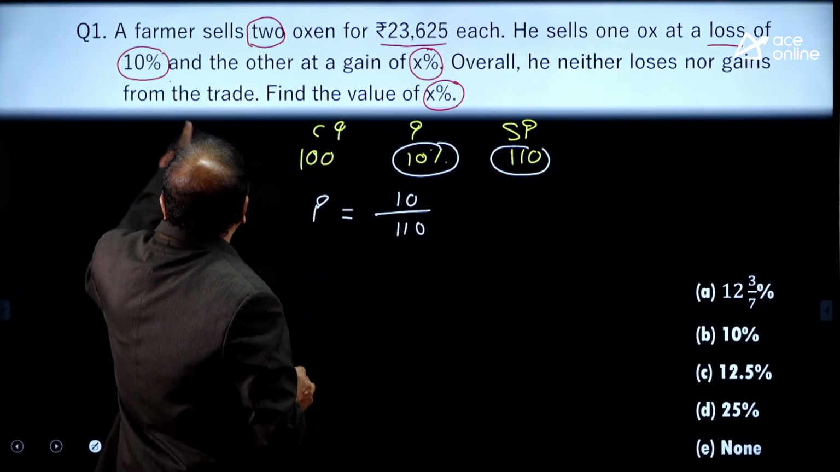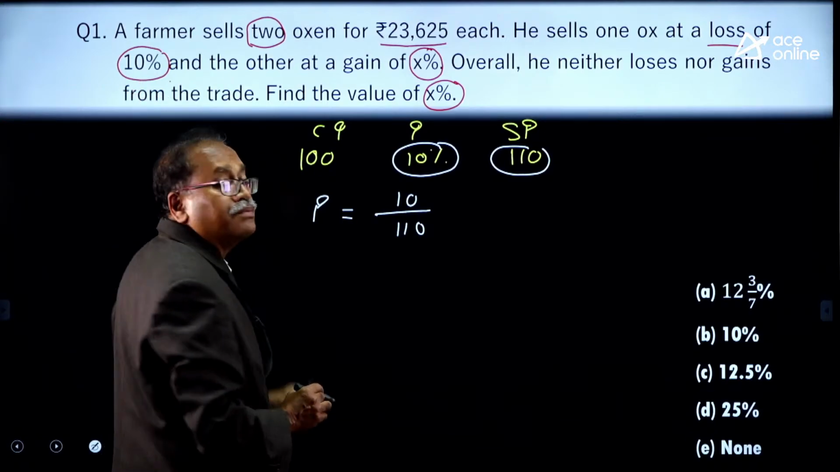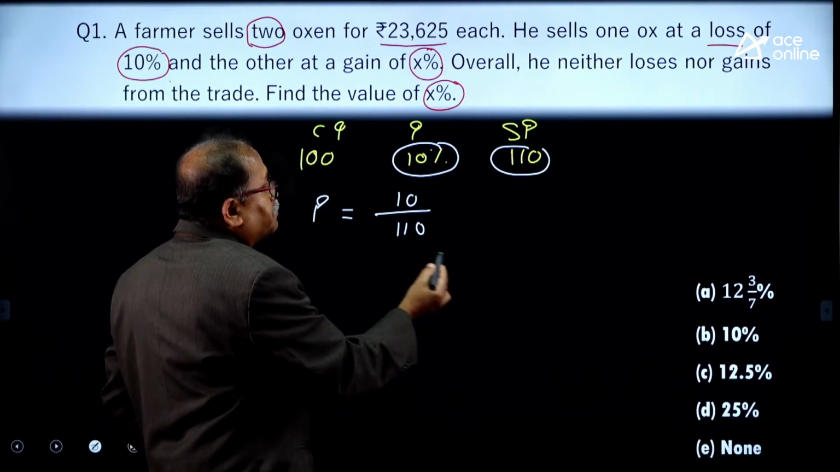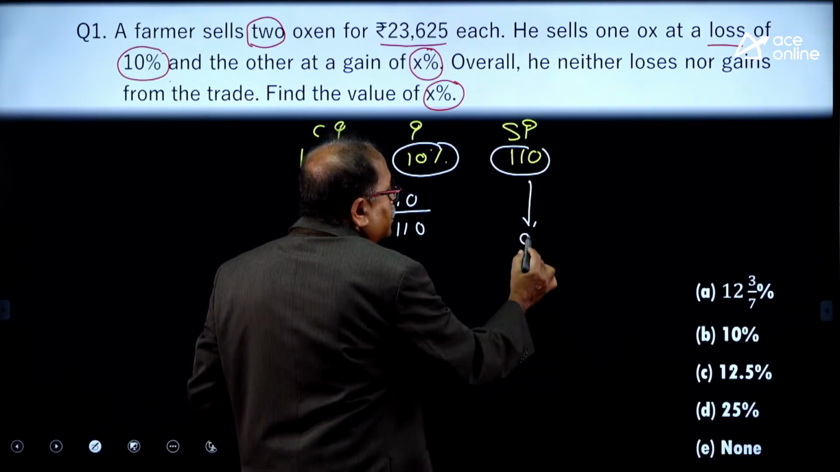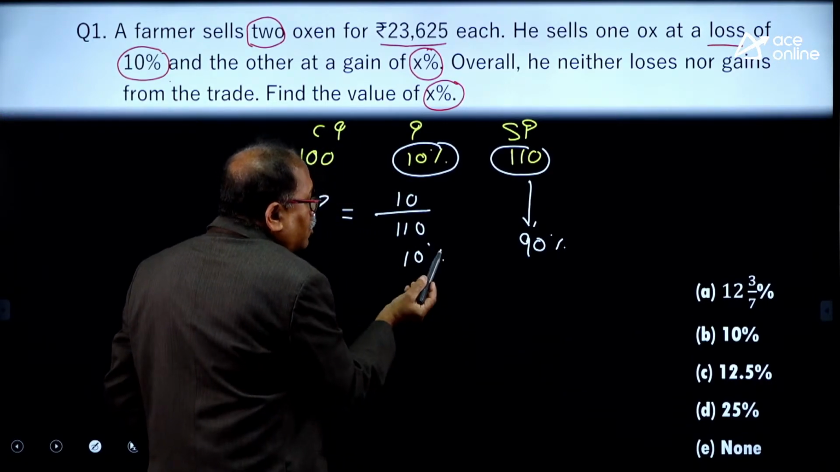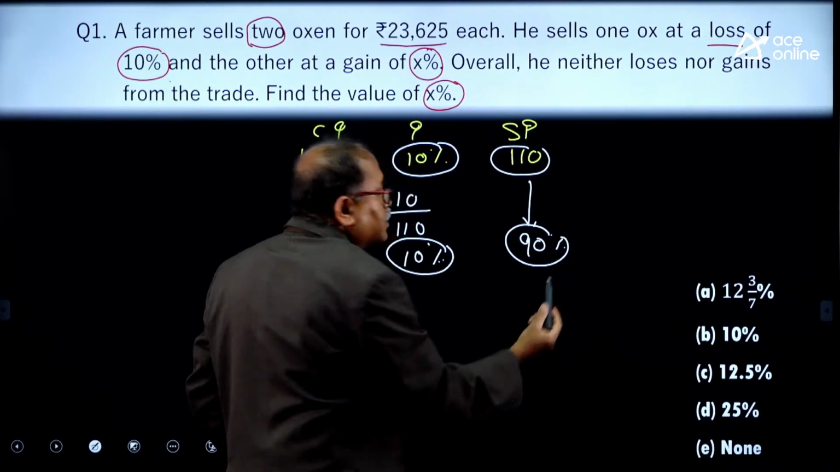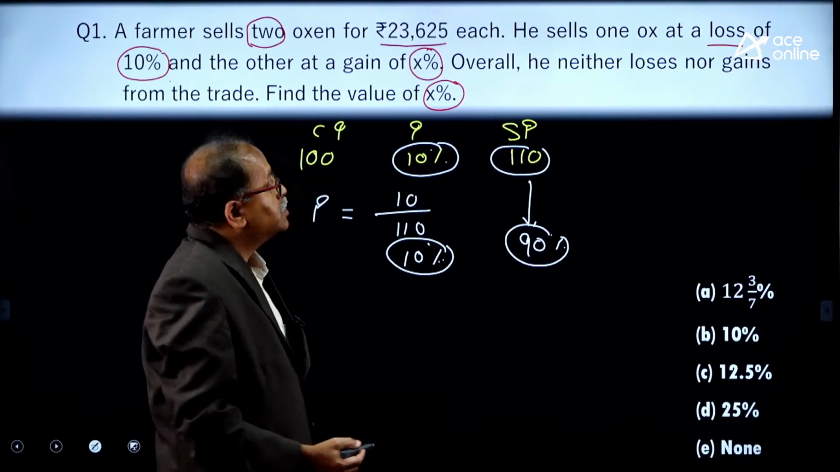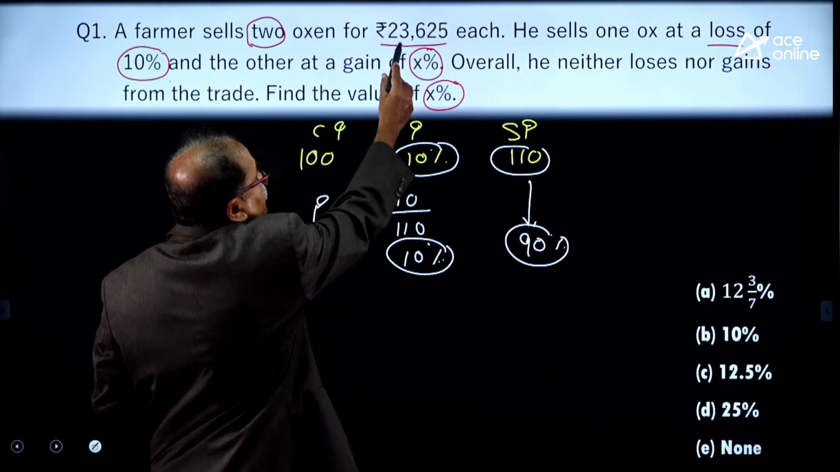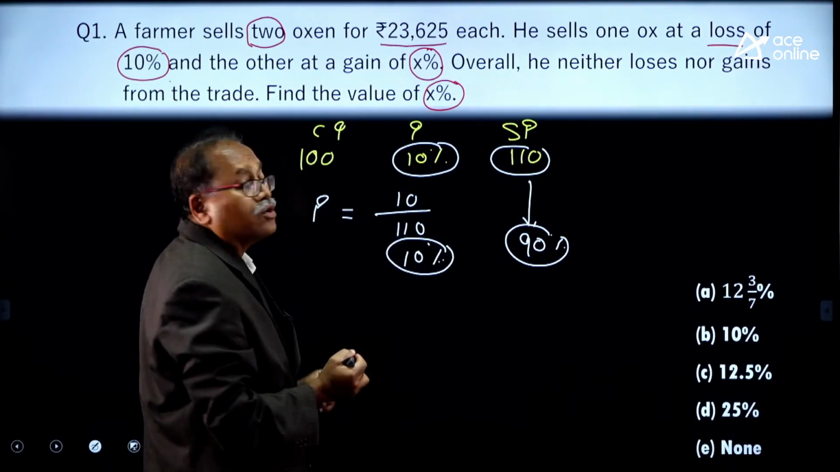The same situation is applied over here. I have a loss of 10%. When there is a loss of 10%, the selling price will be 90% and there is a loss of 10%. In order to find out this loss, I need to find out 10 part out of 90 part. So, let us find it out. This is the selling price which is 90 part in case of 10% loss.